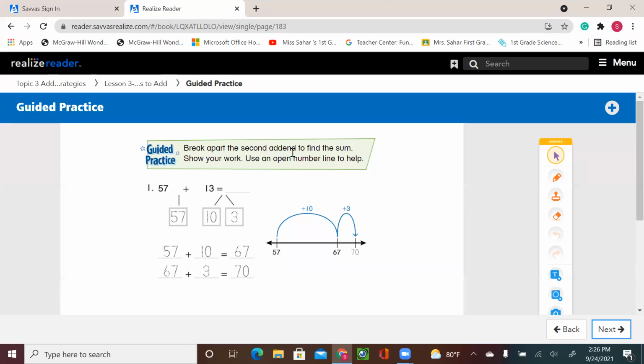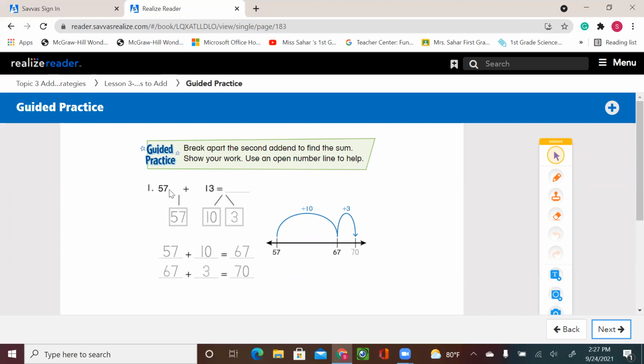Break apart the second addend to find the sum. Show your work. Use an open number line to help. So we have 57 plus 13. As you see, the first addend, just go down again, 57. And I'm going to break the second addend, 13. 13 means 1 ten and 3 ones. So 10 plus 3. So 57 and 10 and 3.